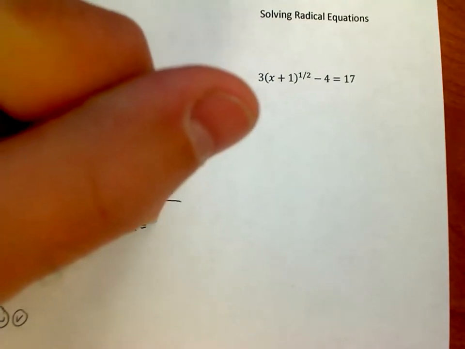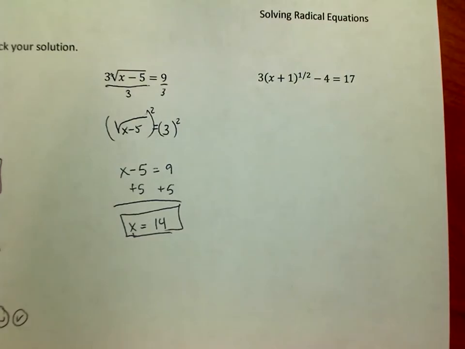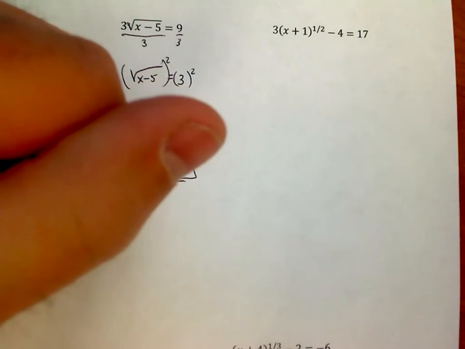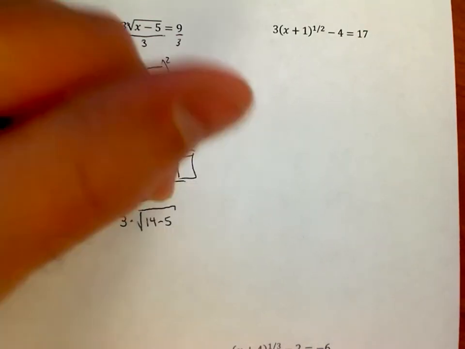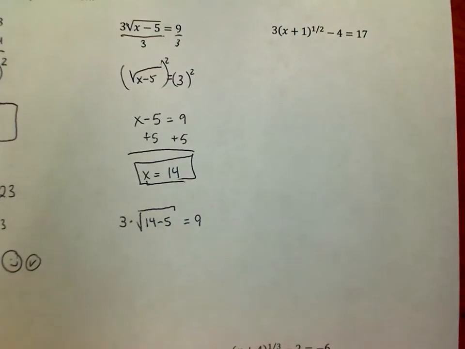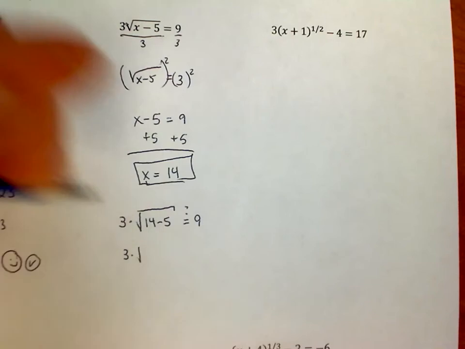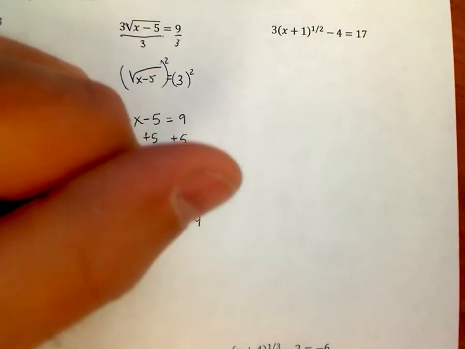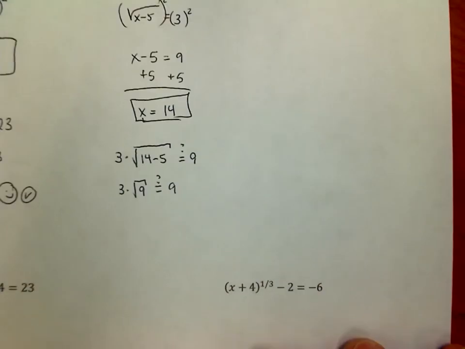X is 9 plus 5, which is 14. Let's go through and check it out. Going back to the original equation, does 3 times the square root of 14 minus 5 equal 9? That's the question. Well, that would be 3 times the square root of 9. Does that equal 9? The square root of 9 is just 3, right?